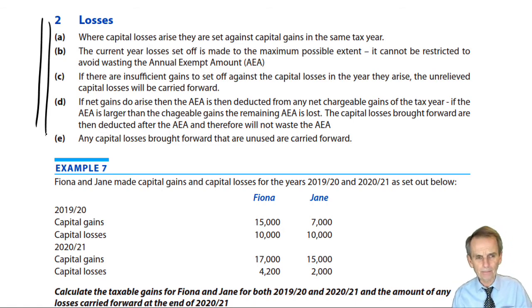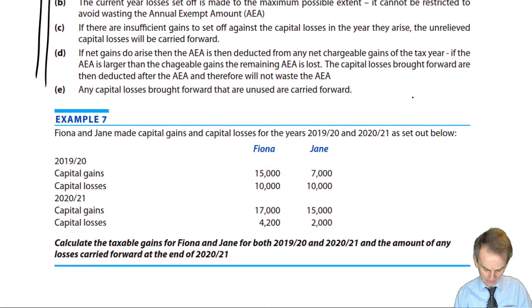You'll discover that in a little class example that I put on screen, that again in 1920 the AEA, well, that was 12,000. We just used 12,300 instead. All of the rules remain the same.